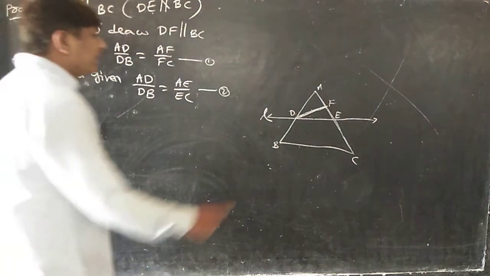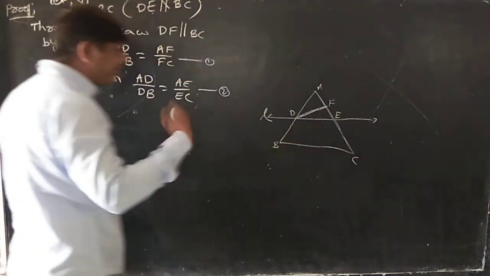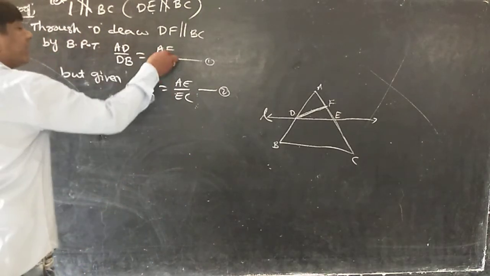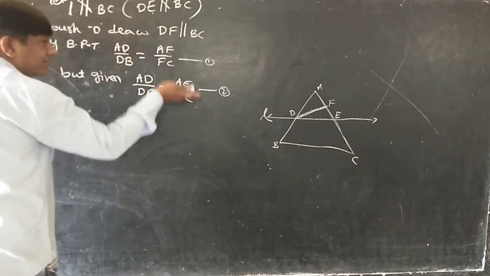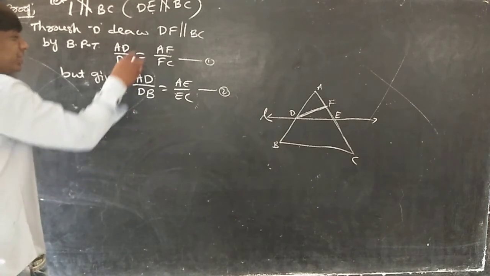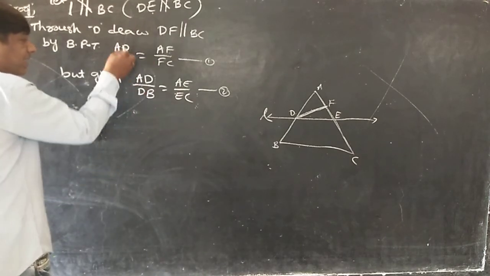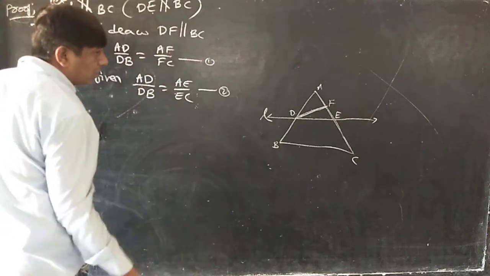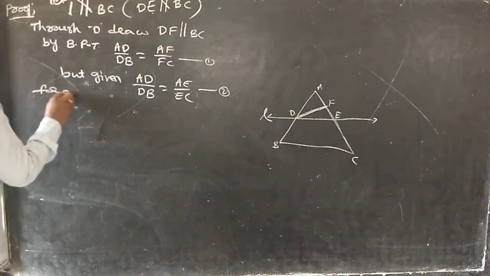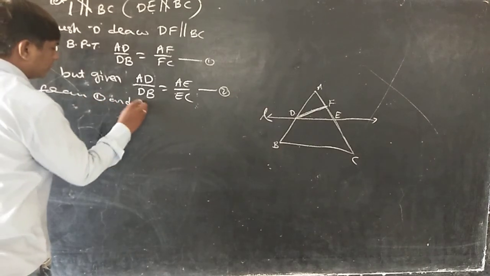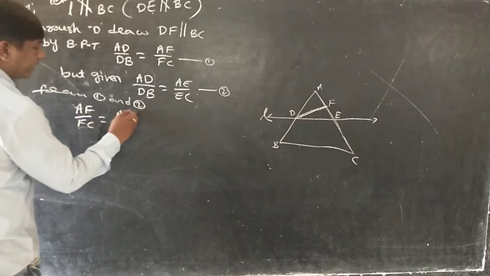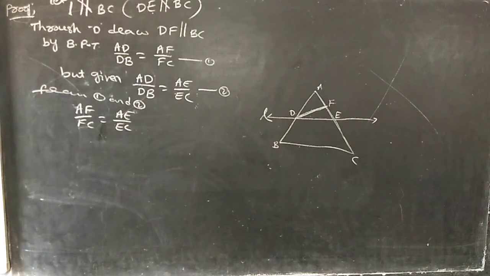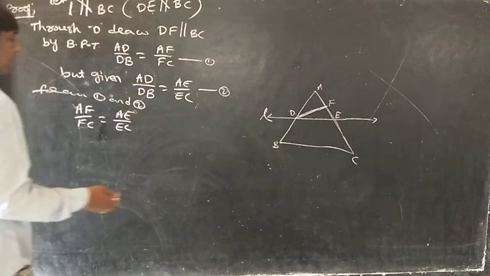But already they have given AD by DB is equal to AE by EC. So from these two equations, this one is obtained by my construction, and this one is the given equation. In these two equations, AD by DB on the left side is common, that means the right hand sides are also equal. So AF by FC is equal to AE by EC, because these two left hand sides are equal.